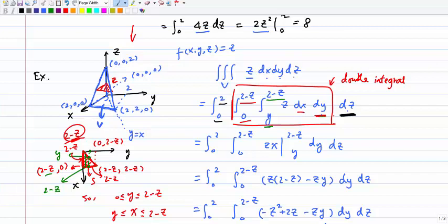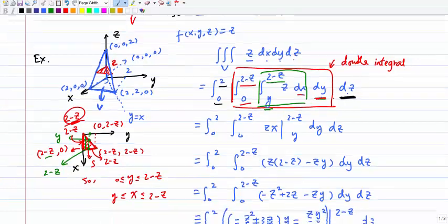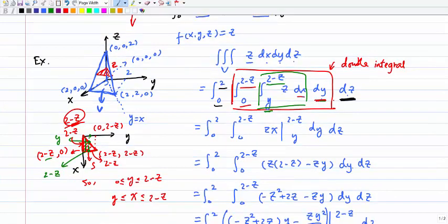Now, once we do that, all the computation just becomes the computation of the integrals. Again, we start with the inner one. We do the dx integration only. In the first step, we keep the outside the same. So the integration of z over x is z times x, from y to 2 minus z. Then we evaluate the values. This becomes z times 2 minus z minus z times y, dy dz.